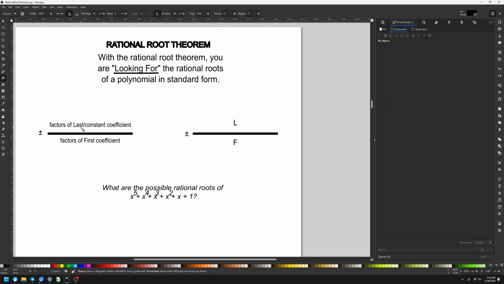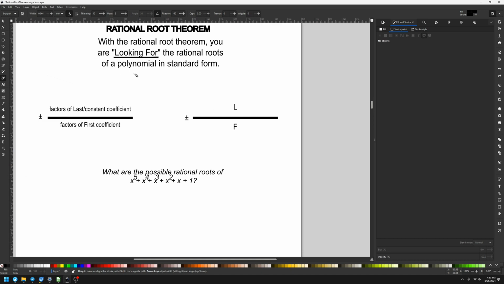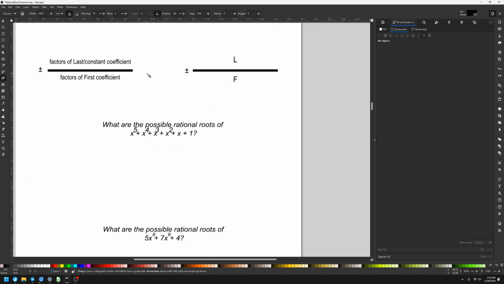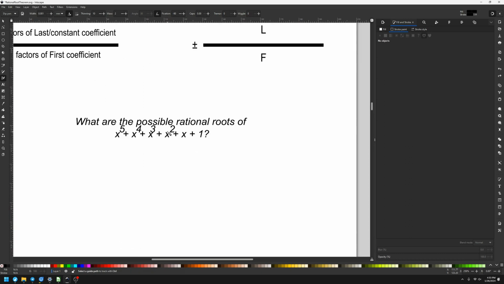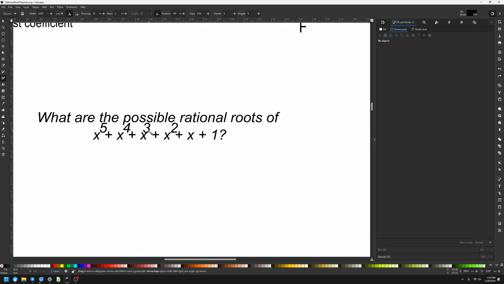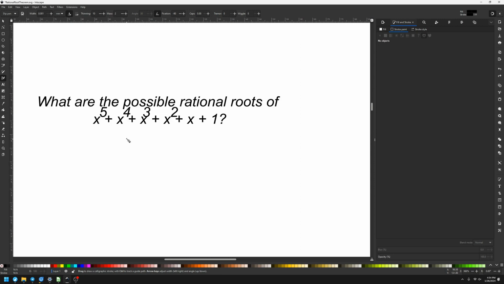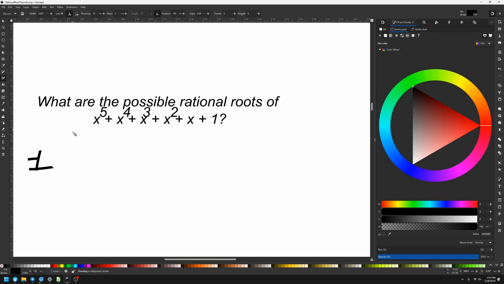And obviously that can be easy to forget, so that's why I like to say you're "looking for," so you remember that easily. Okay, so let's apply that right away. What are the possible rational roots of x to the fifth plus x to the fourth plus x to the third plus x squared plus x plus 1? Okay, since this polynomial is already in standard form, we don't have to do anything, so we can go straight into it. So we have the formula plus or minus last over first, remember, looking for.